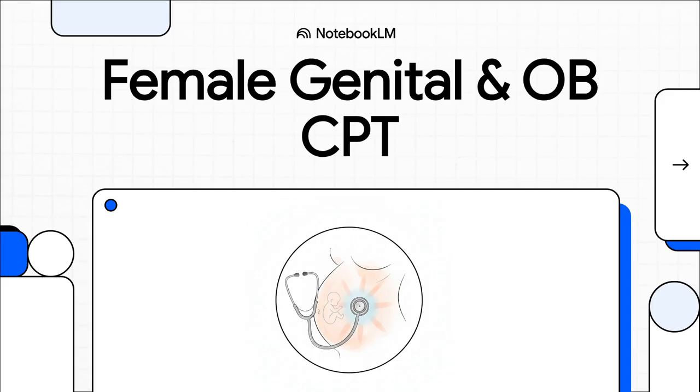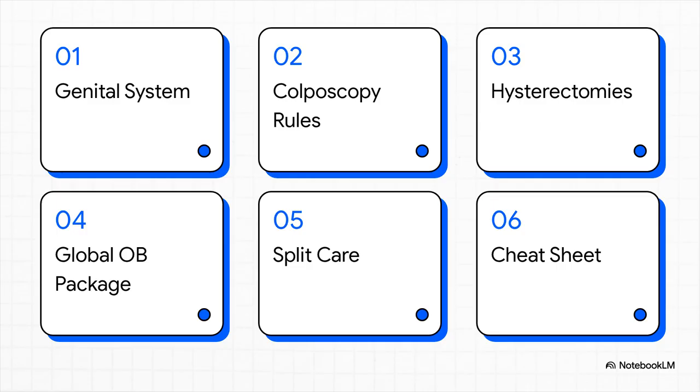Let's do this. Okay, here is our blueprint for today. We're going to run through an overview of the female genital system, hit the rules for colposcopies, break down hysterectomy guidelines, tackle the global OB package, look at when you need to split that maternity care, and wrap it all up with a quick summary cheat sheet.